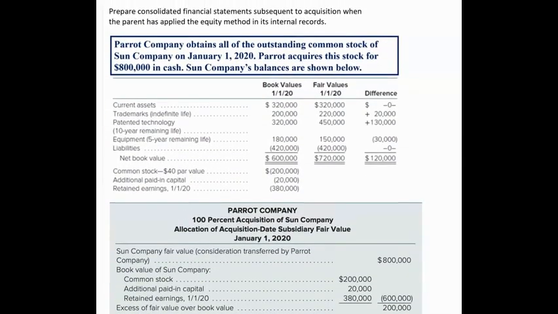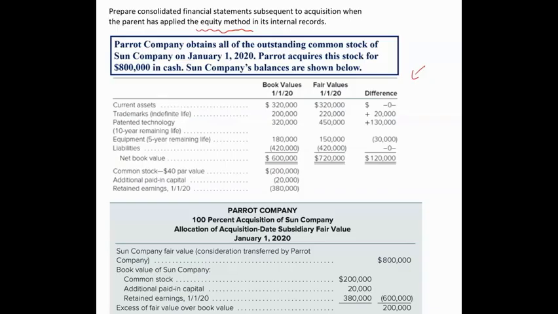Here's the example. Prepare a consolidated financial statement subsequent to acquisition when the parent has applied the equity method in its internal records. So here I'm going to introduce the equity method. What are going to be the consolidation entries if the parent uses this method to maintain its investment account? Parent company obtains all of the outstanding common stock of Sub Company on January 1st, 2020. Parent acquires this stock for 800,000 in cash, and Sub Company balances are shown below.